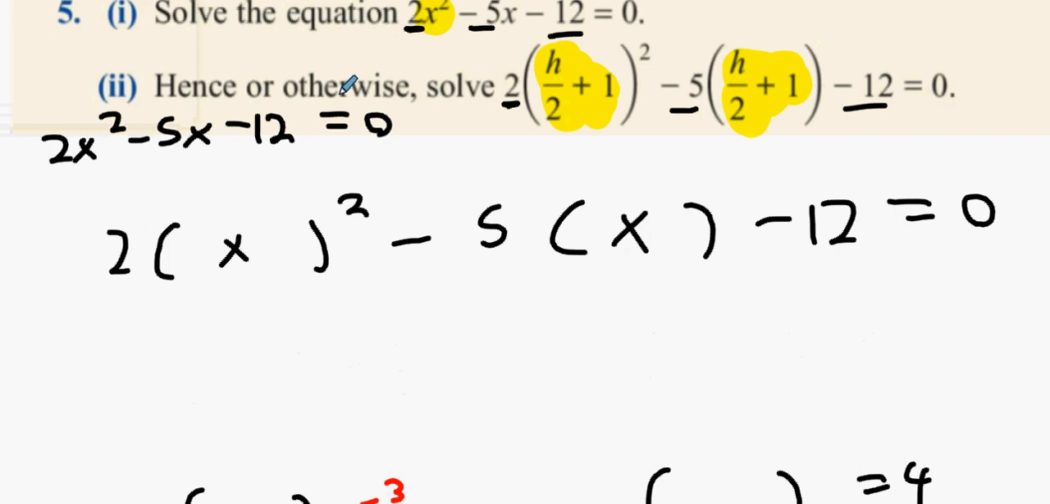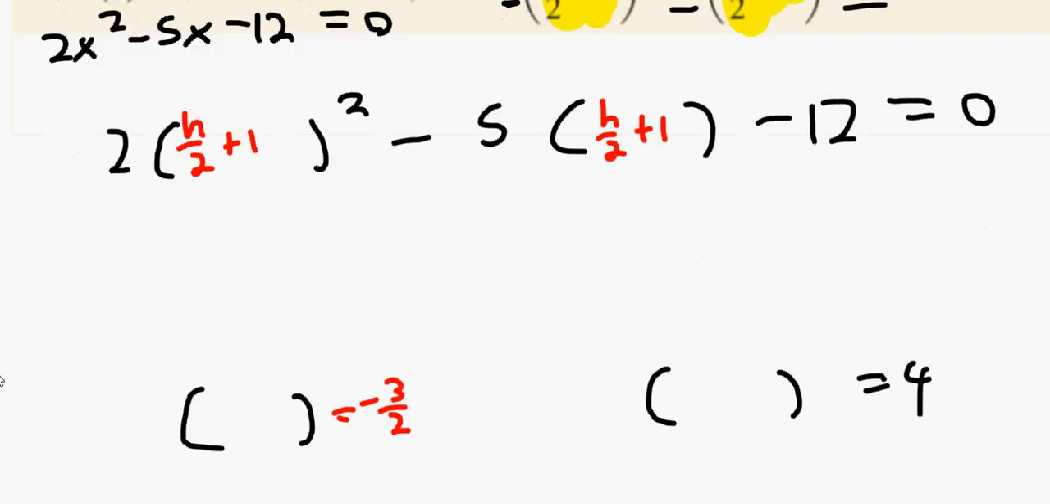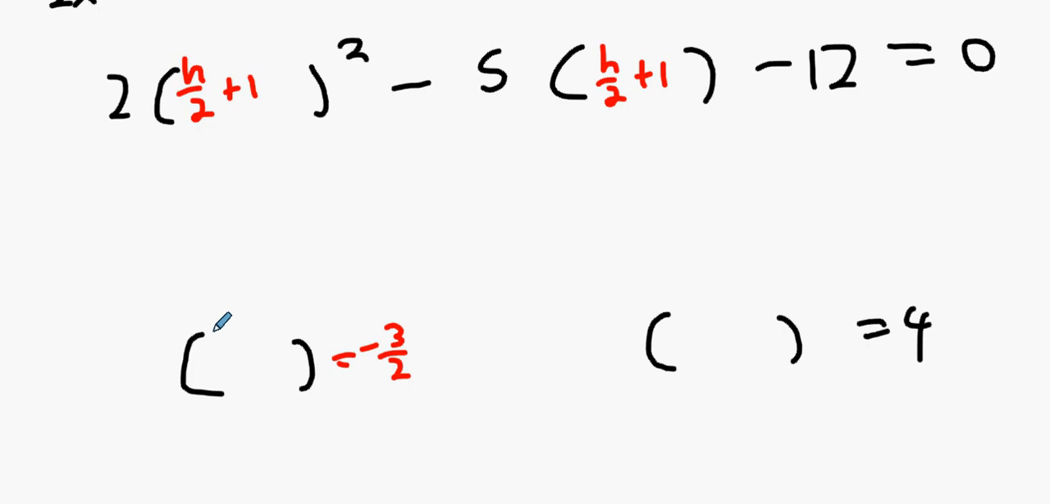So what we're saying is that x got replaced with h over 2 plus 1. And we already know the answer for 2x squared minus 5x minus 12. Therefore, we can replace it with a blank sign. The blank can represent anything you want to change x with. For this particular question only, we want to replace x with h over 2 plus 1. So what we're going to have here is h over 2 plus 1, and h over 2 plus 1 underneath.